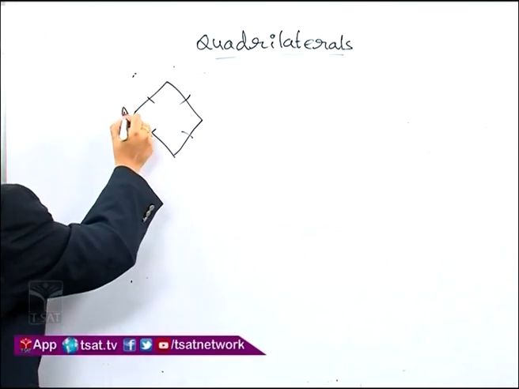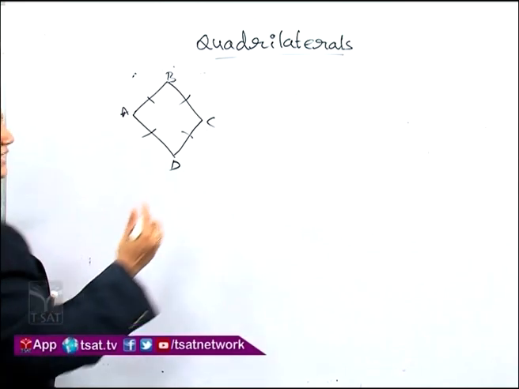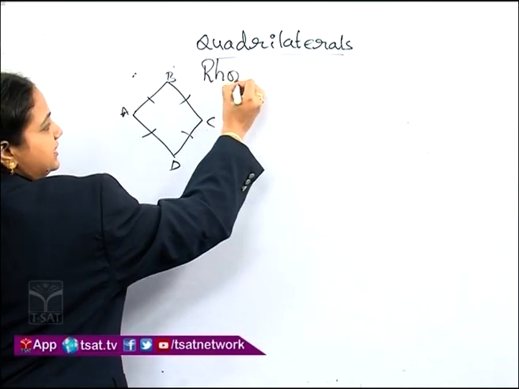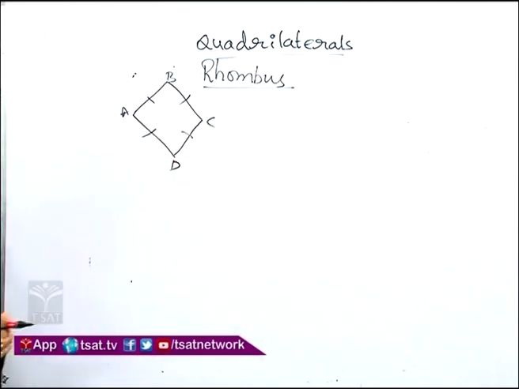Here I am taking a parallelogram ABCD. In this all the sides are equal. Then it is called a rhombus. The name of the quadrilateral is rhombus. A rhombus is a parallelogram with 4 sides of equal length.